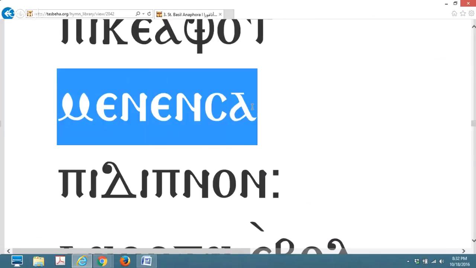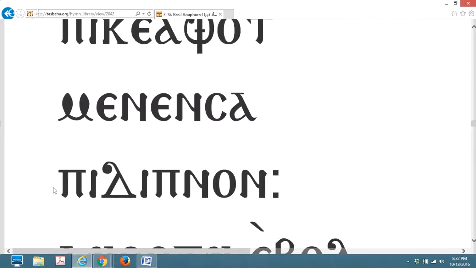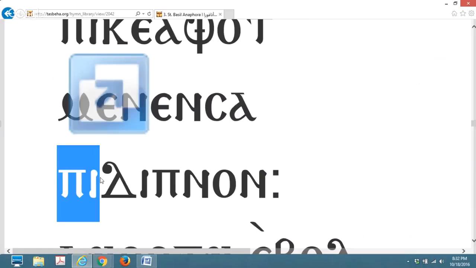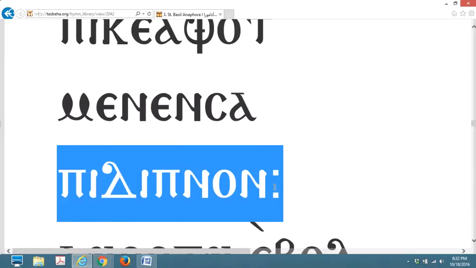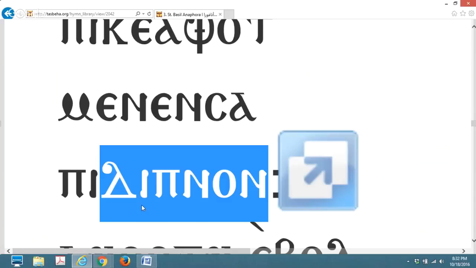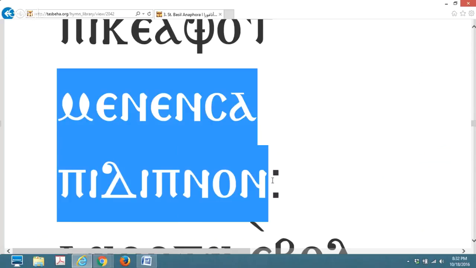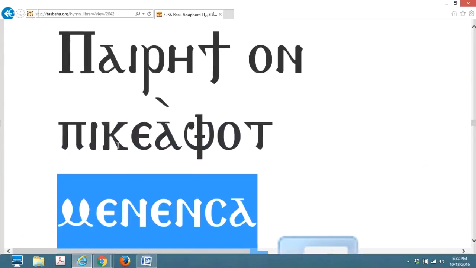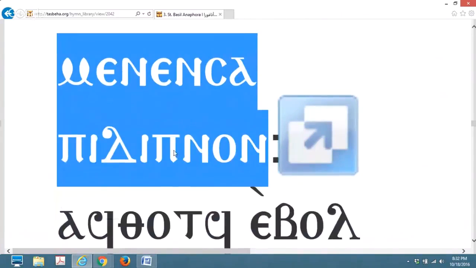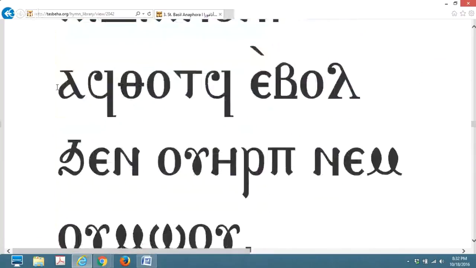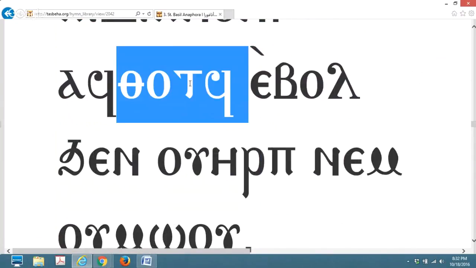Minensa, remember it just means after. And then so what? After what? P. And dipnon. Dipnon is a Greek word meaning dinner or supper. So after the supper. So likewise also, the cup also after the supper of thot. Thot. So thot is to mix.